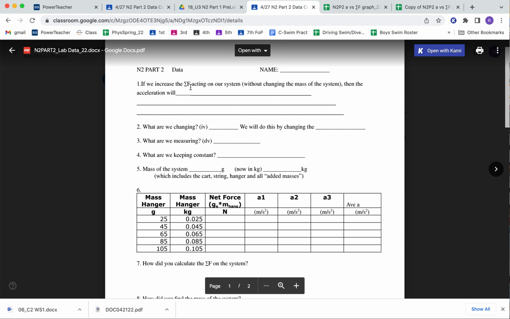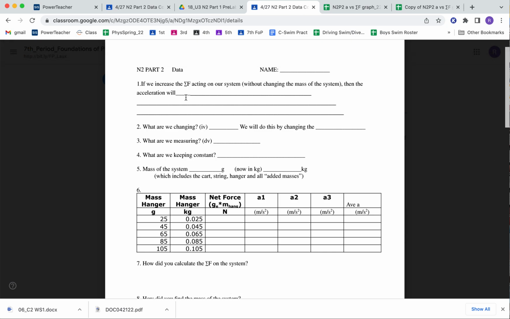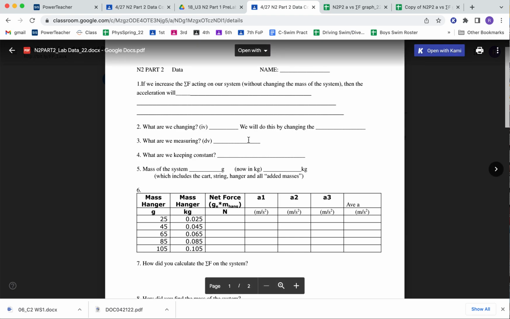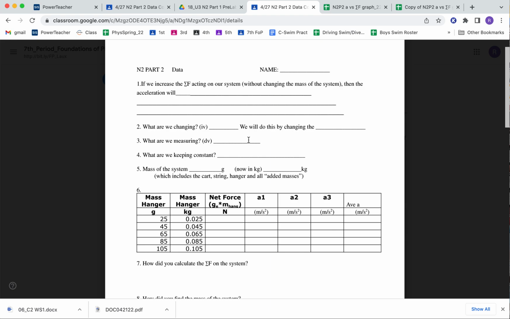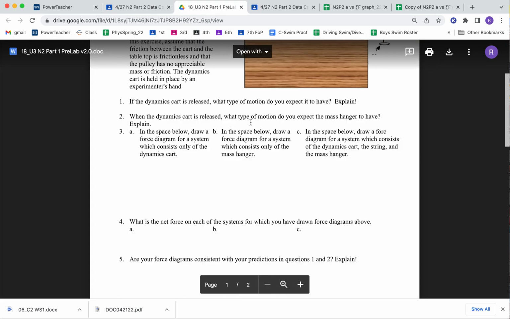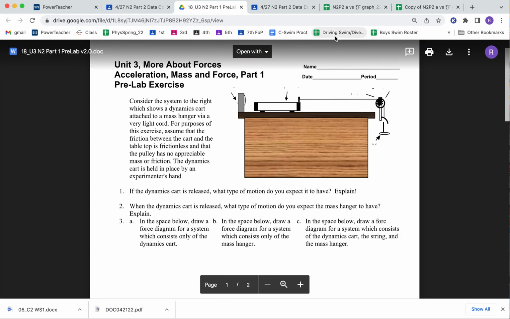If we increase the net force acting on the system without changing the mass of the system, then the acceleration would it increase, decrease, or remain constant? What are we going to change? The net force, by changing the mass of the hanger. What are we going to measure after each trial? We're going to find the acceleration by looking at the slope of a velocity versus time graph that we'll hook up to a computer that is synced up to the PhotoGate and Smart Pulley.